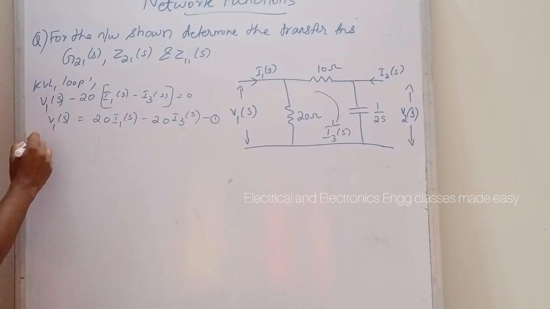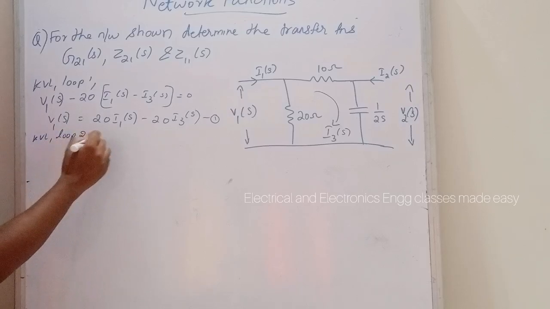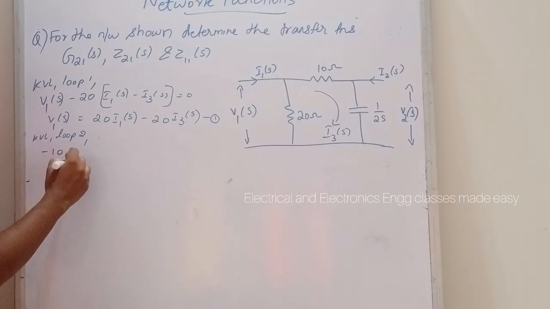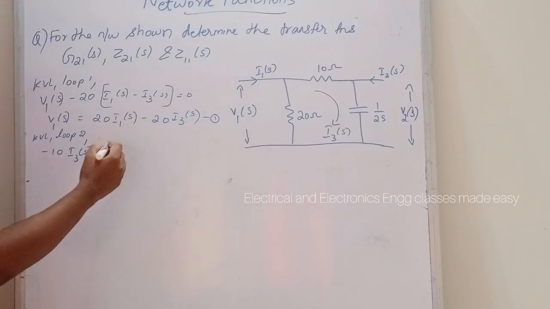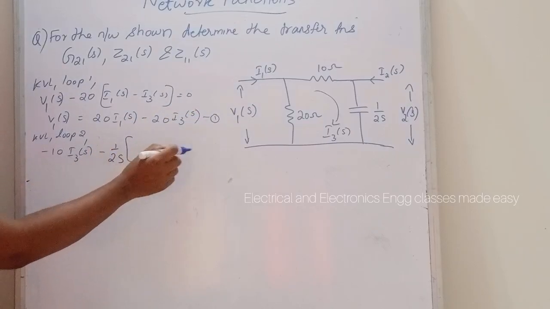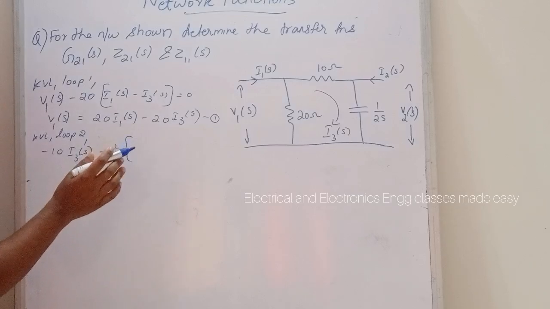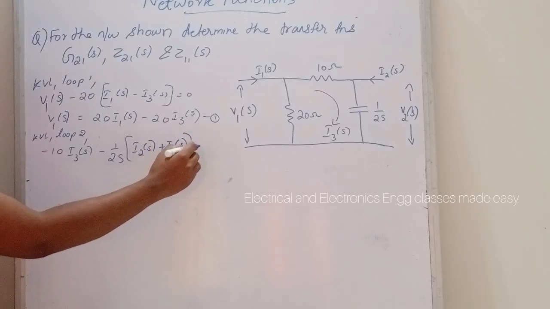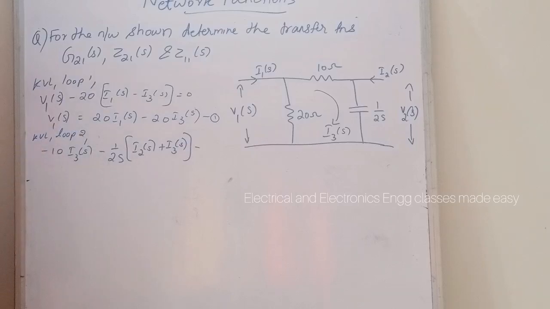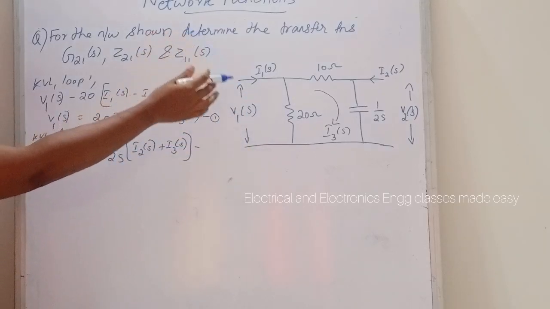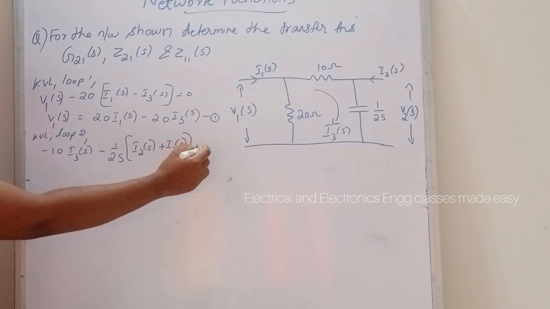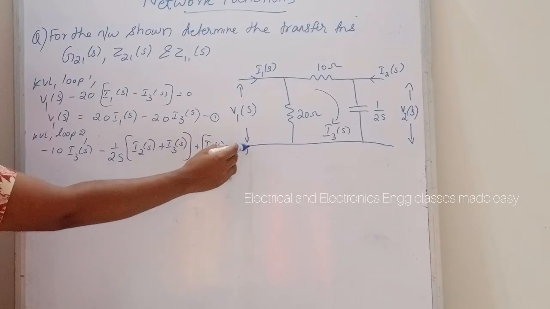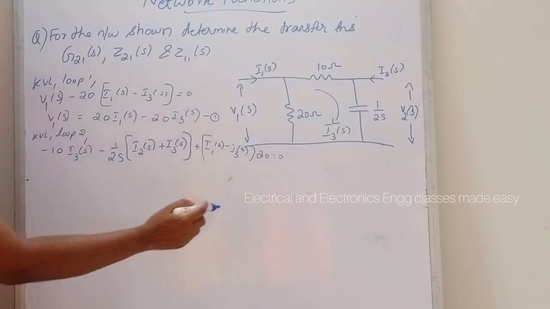Then applying KVL for loop 2. So in the loop 2 it is minus 10 I3(s), then minus 1 by 2s into current through that capacitor, which is the sum of I2(s) and I3(s), that is I2(s) plus I3(s), then minus here I3(s) is in this direction and I1(s) opposite direction, so we can write plus I1(s) minus I3(s) into 20 equal to 0.